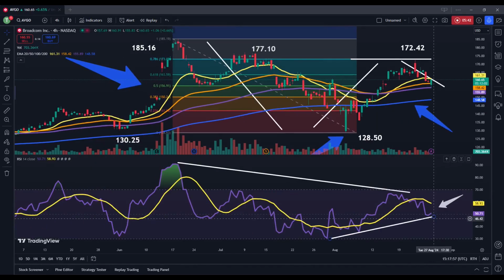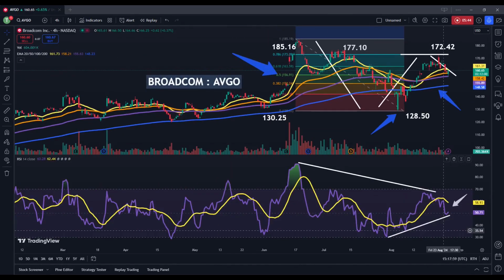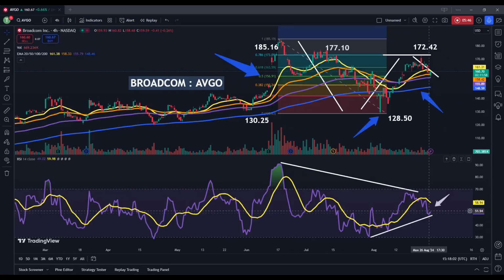But as things currently stand, there's still some wood to chop here because, one, we do need to overcome the RSI's own exponential moving average, which is the yellow line on the bottom of the chart. And then in addition to that, we will also need to break through this descending trend line that is showing on the relative strength index as well. So we are starting to see some emerging positives here, is basically what I'm getting at. But the overall picture is still negative.